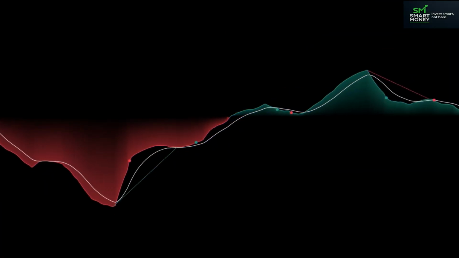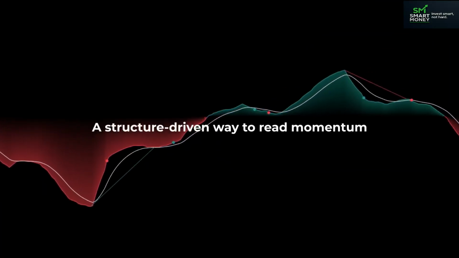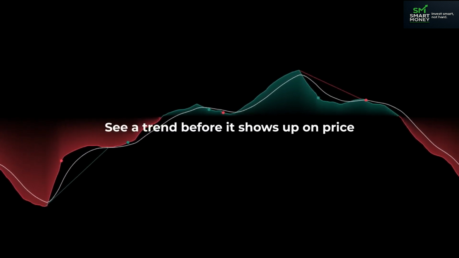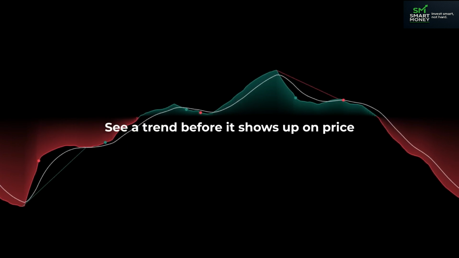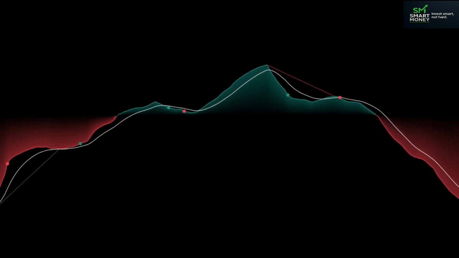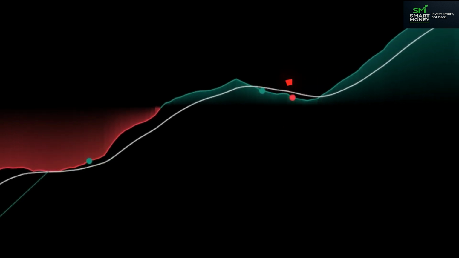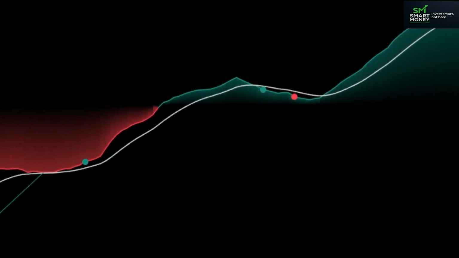And that's the Trendlines with Breaks oscillator, a structure-driven way to read momentum, spot divergences, and see when a trend is quietly losing steam long before it shows up on price alone. Instead of guessing which trend lines matter, this tool does the heavy lifting for you and turns every confirmed break into a clean, objective signal.